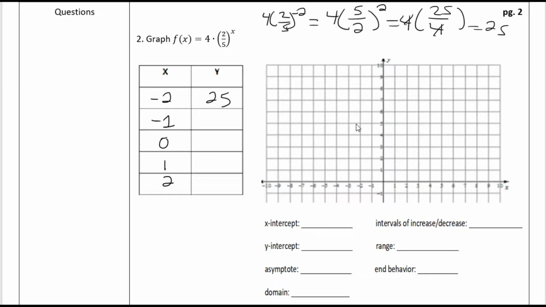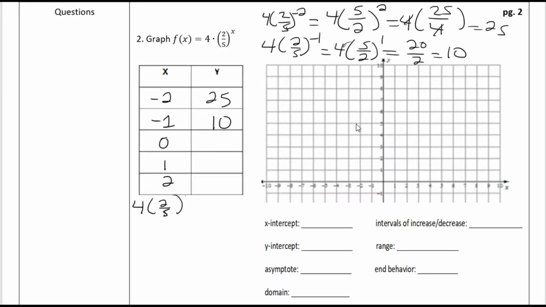Pretty big number. Now let's plug in -1. Again, flip and forget. Flip the fraction, forget the sign, so it's positive. And then you multiply. 4 times 5 is 20. 20 divided by 2 is 10. All right, now let's do the other one down here. 4 times 2/5 to the 0 power. Anything to the 0 is 1. 4 times 1 is 4. Now let's plug in 1. 4 times 2/5 to the first power. 4 times 2 is 8. So you got 8/5.